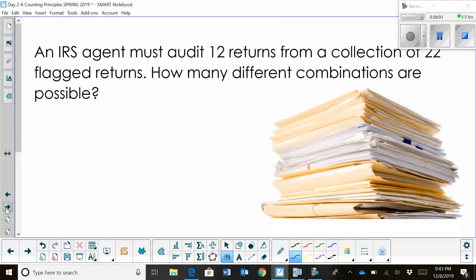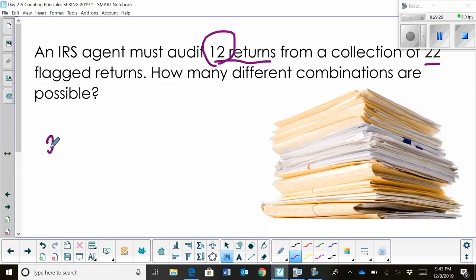So let's look at another combination. An IRS agent must audit 12 of the tax returns from a collection of 22 flagged returns. How many different combinations are possible? So let's say he's going to get all 12 done today. Well, it doesn't matter if he starts at the top of the pile or the bottom pile to pick the 12. He's just got to pick 12. So what's that going to look like?